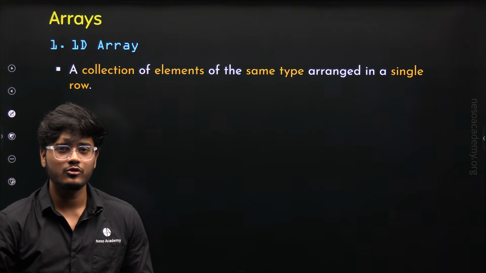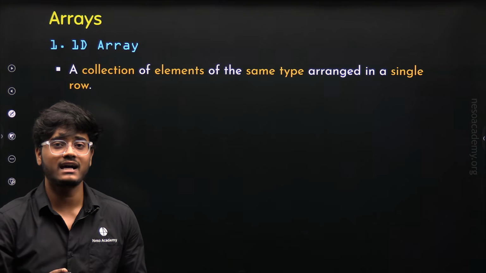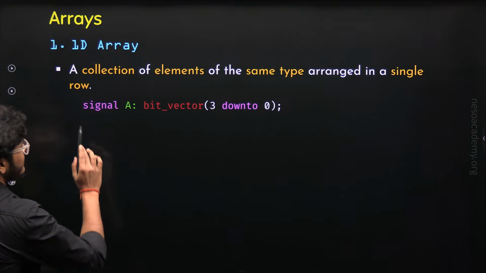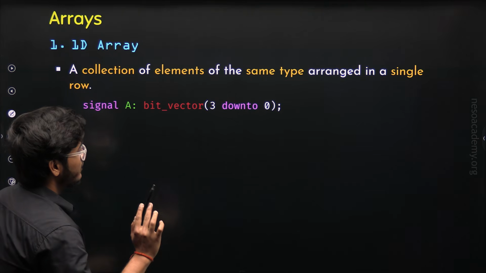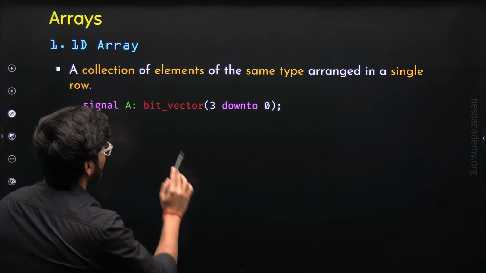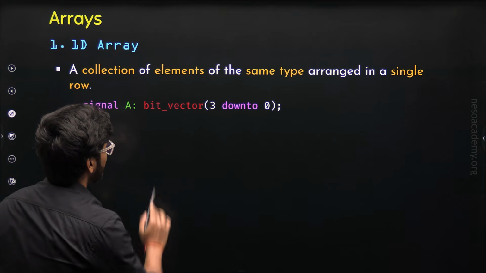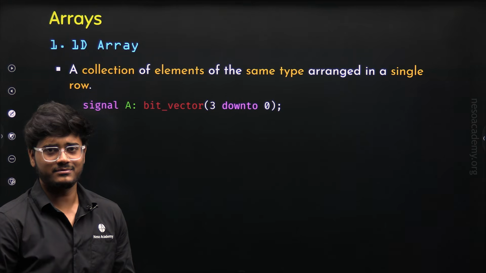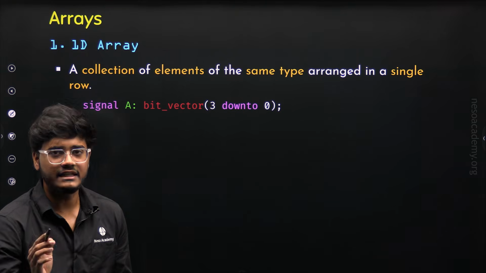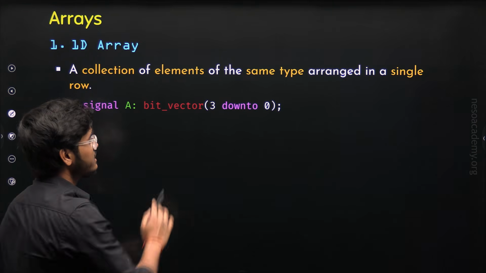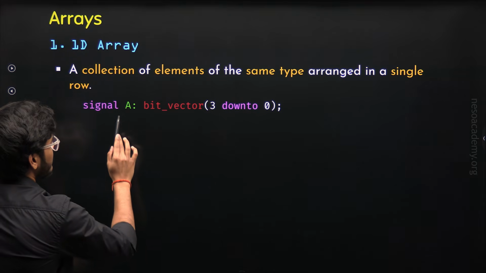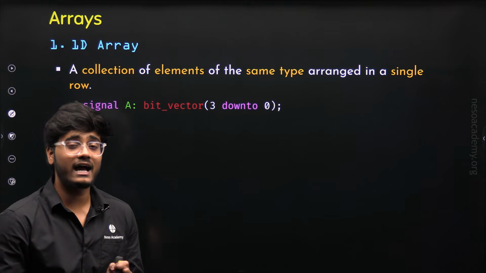Now let's understand how to store 1D array data type inside a data object. Let's take an example. So here I am declaring a signal named A with data type bit vector 3 down to 0. Now let's understand this keyword bit vector. Bit means bit data type, that is zeros and ones. And vector means a sequence. So, bit vector means a sequence of zeros and ones. Overall, this signal A contains a sequence of zeros and ones.